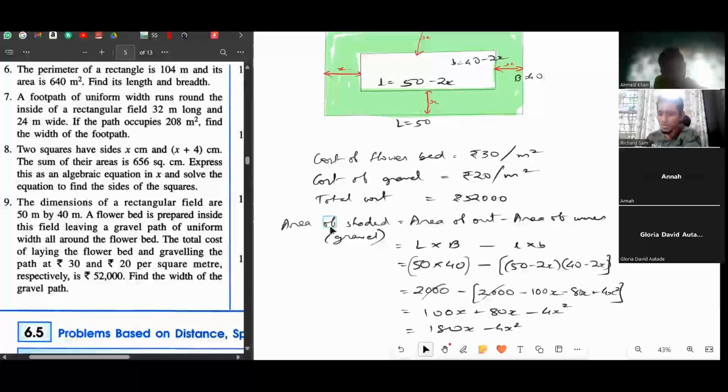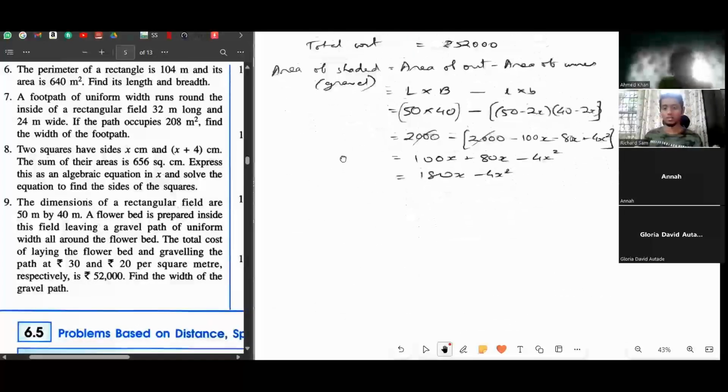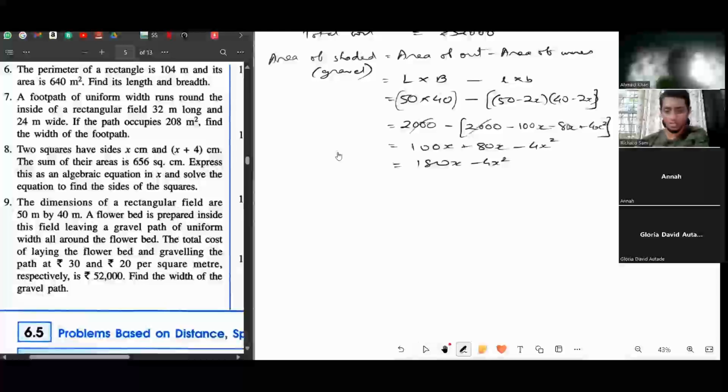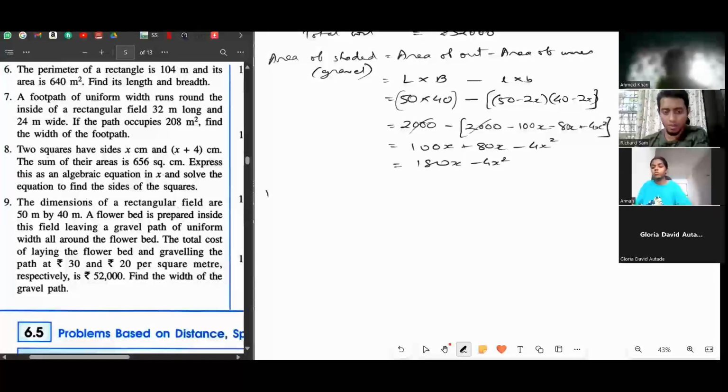Okay, so what we got is the area of the gravel. Just keep that for now. What is this 52,000 that they have given? It's the total cost of the flower bed and graveling path. So how did they get this total cost? What's the formula for total cost?